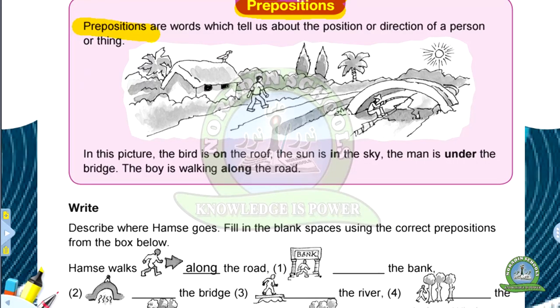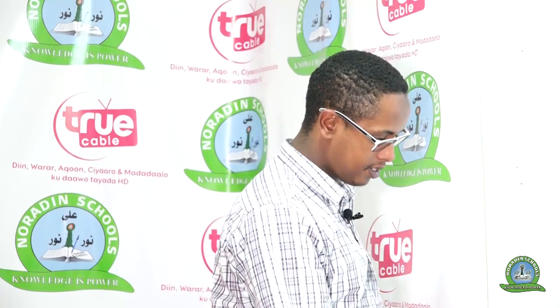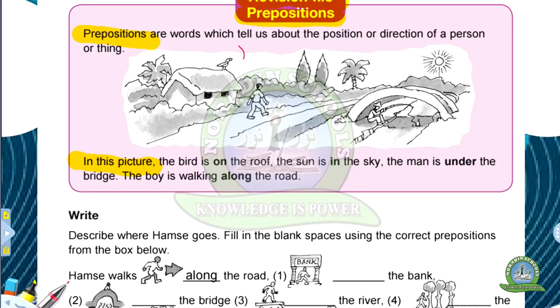What the word preposition is. Prepositions are words which tell us about the position or direction of a person or thing. In this picture, the bird is on the roof, the sun is in the sky, the man is under the bridge, the boy is walking along the road. Prepositions are words which tell us about the position or direction of a person or thing. For example, if you look at this picture, you can see a bird on a roof.